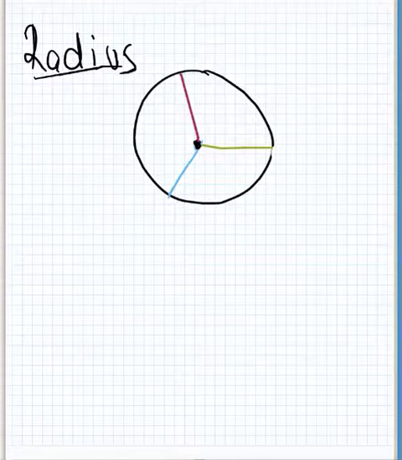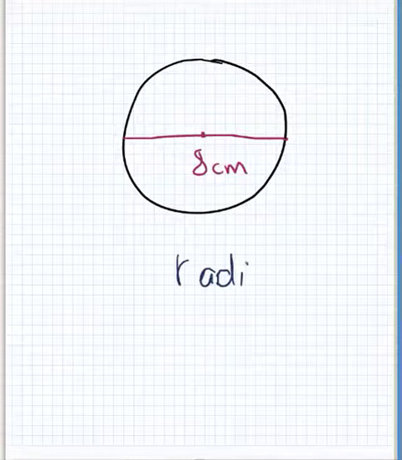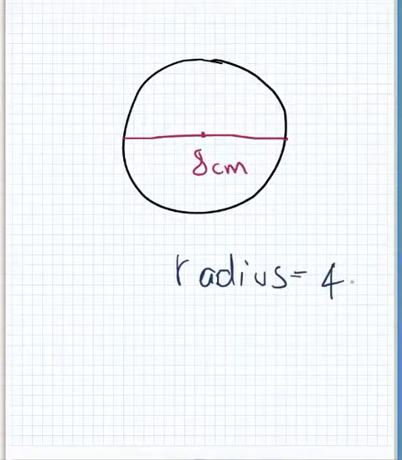So let's try a practice question. So here's a quick circle that I've drawn. I want you to tell me what the radius of this circle is. So you should have calculated, well, the radius is half of the diameter. We can see the diameter is given to us. So half of 8 is 4. So the radius is 4. In this case, 4 centimeters.